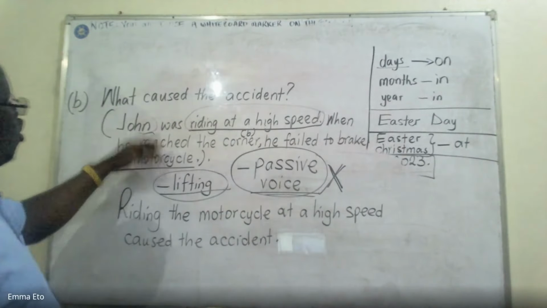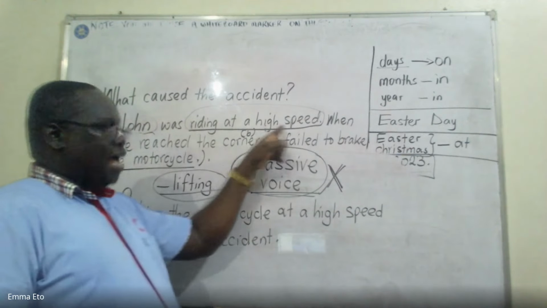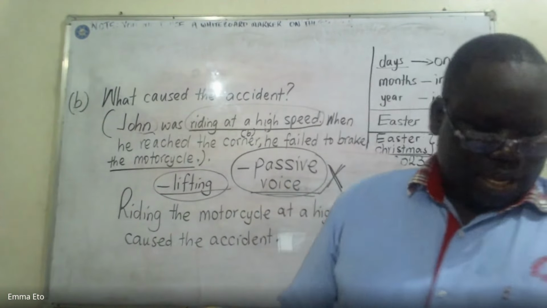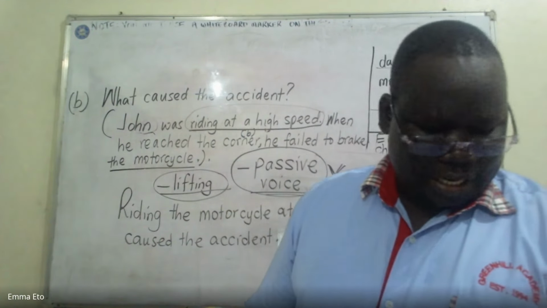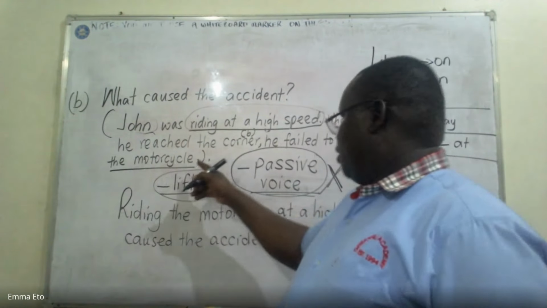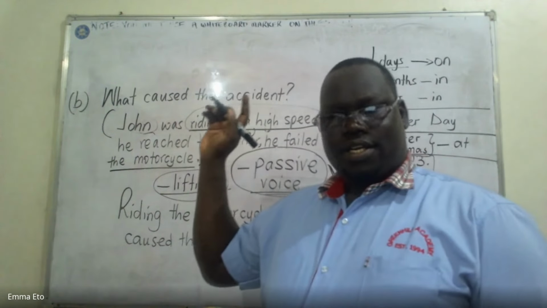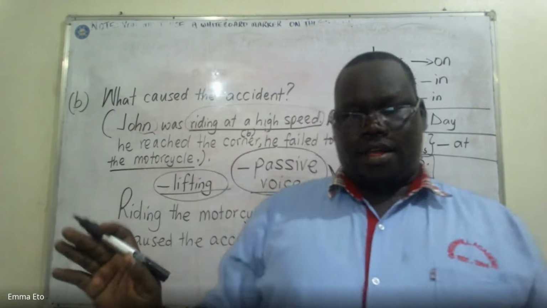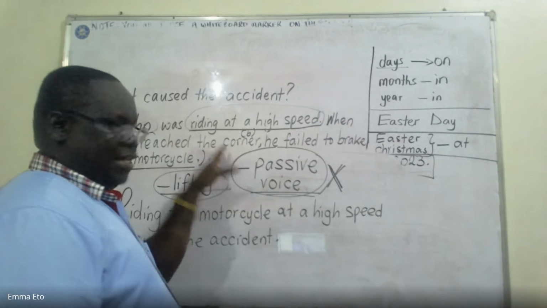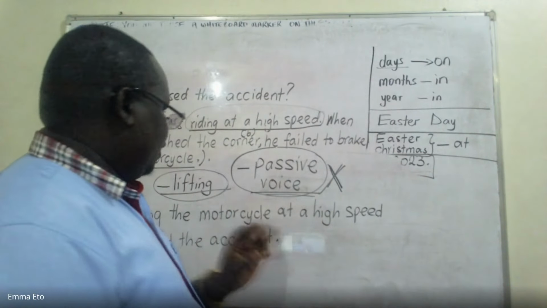John rode the motorcycle at a high speed. Full stop. How did John get an accident? John rode a motorcycle at a high speed and failed to brake at a corner. Full stop. The how questions these days we answer by writing the idea direct, but following the correct tense.